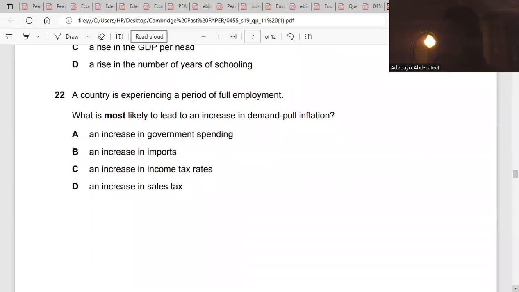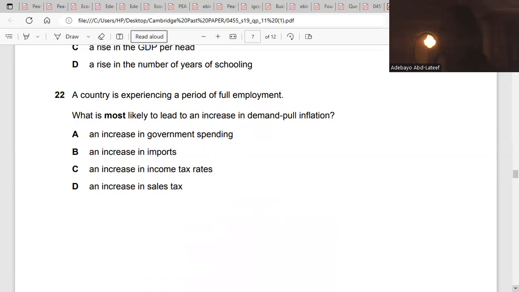22. In a country experiencing a period of full employment, what is most likely to lead to an increase in demand-pull inflation? An increase in government funding, an increase in inputs, an increase in income tax rates, an increase in sales tax. Demand-pull inflation is a result of increasing spending by consumers or government. Full employment means that everybody has a job, so the income level in that economy would rise, meaning the purchasing power of individuals will increase.